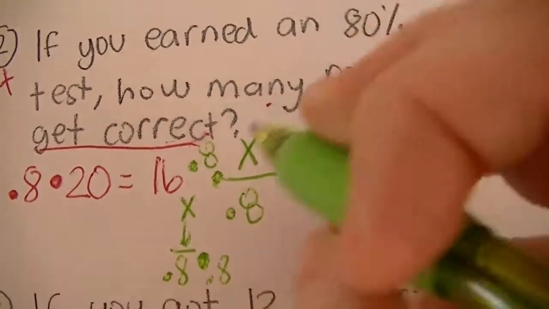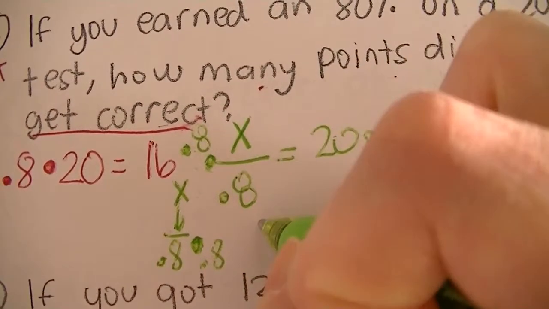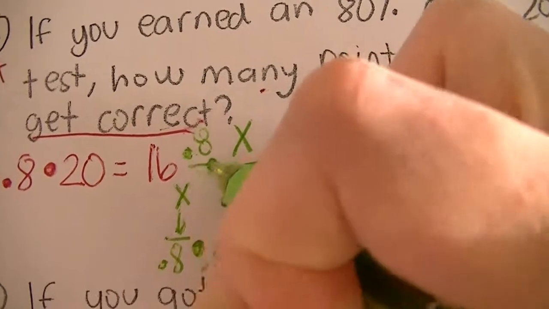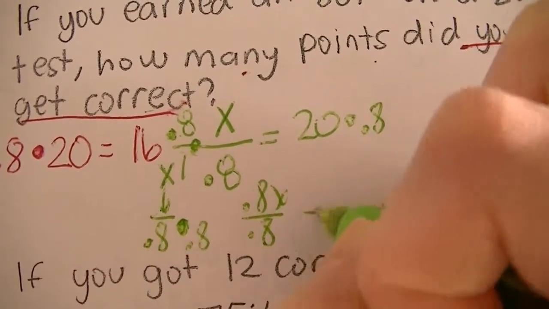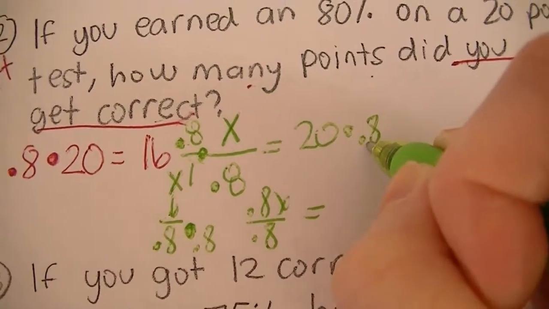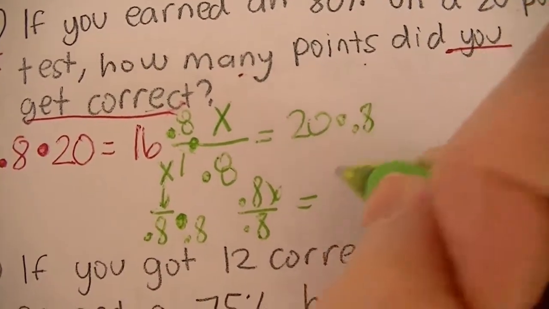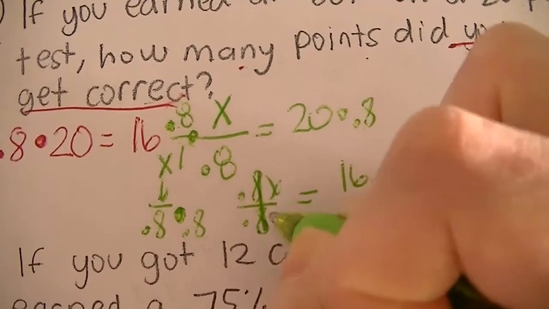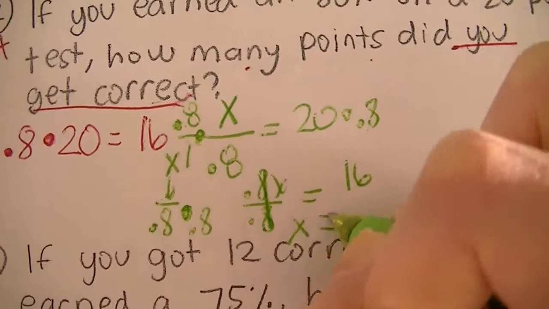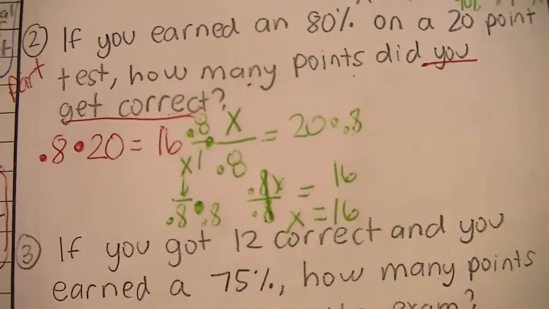So you'd have this right here. 0.8 times x is 0.8x. And this is over 1, so 1 times 0.8 is 0.8. Okay, and that would equal 20 times 0.8, which I know I'm saying incorrectly. So 20 times 8/10 is 16. Okay, and 8/10 divided by 8/10 is 1. 1 times x is x, so x is equal to 16, which is exactly what we got over here.